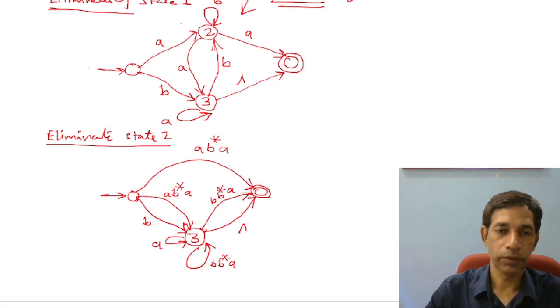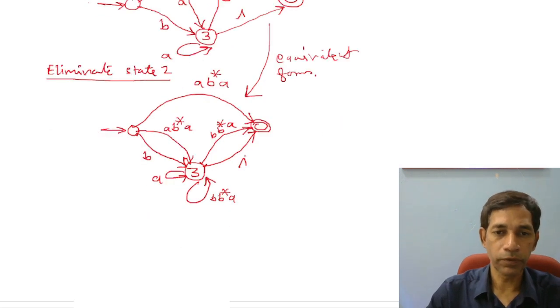So that's all. You have also eliminated state 2, meaning you have bypassed state 2, and by elimination you have this equivalent form. One thing more, you can further simplify this. So how can you simplify this?